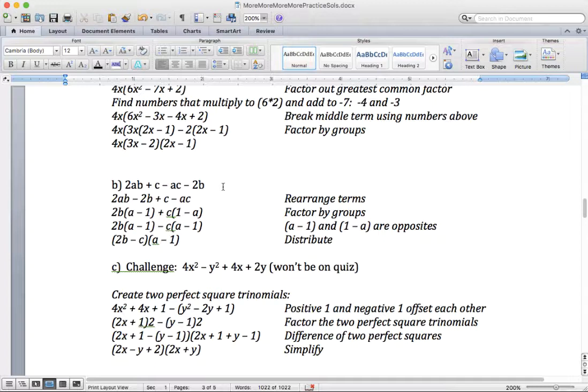There's more than one way to do it, but I chose to rearrange it to get 2ab minus 2b plus c minus ac. And so I can factor 2b out of our first two terms, leaving an a minus 1, and a c out of our second two terms, leaving a 1 minus a. But then what I need to do is recognize that 1 minus a and a minus 1 are just the same thing, but with opposite signs. So instead of having plus c times 1 minus a, I have minus c times a minus 1. And that still works out to be the same thing as we had up here in this step. So now I see I have an a minus 1 and an a minus 1. I factor that out, and I end up with 2b minus c times a minus 1.